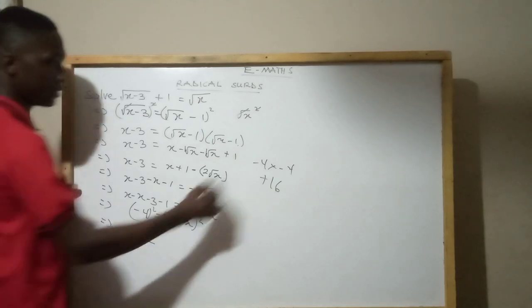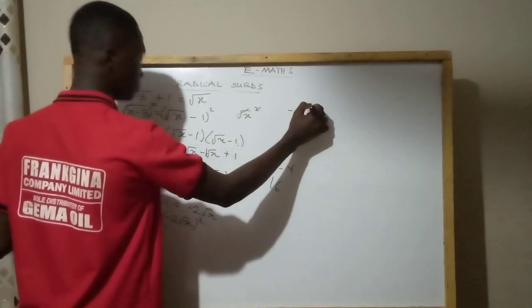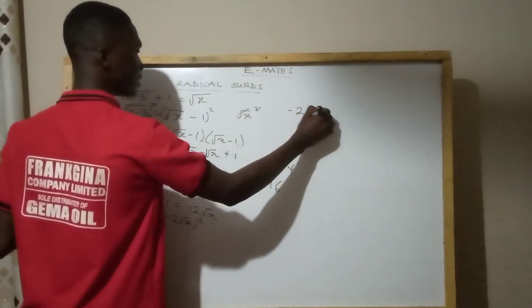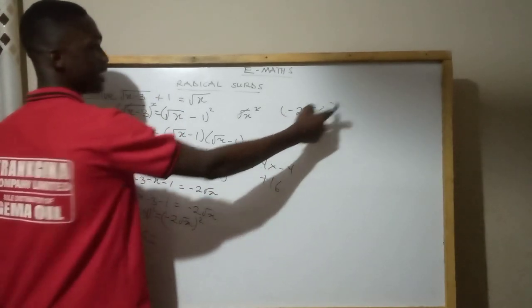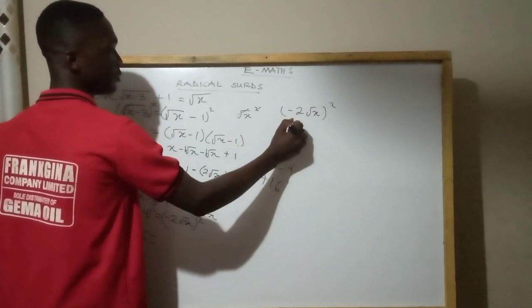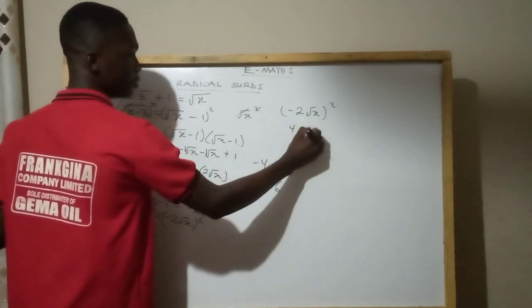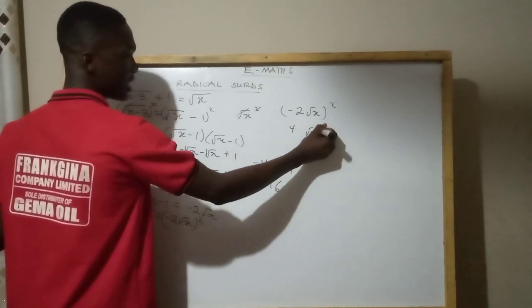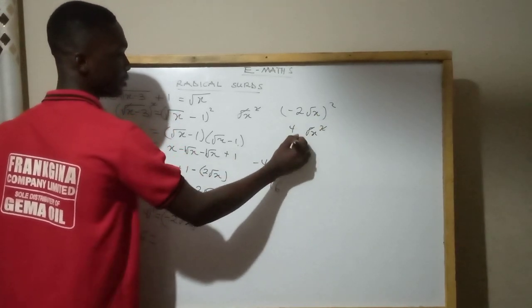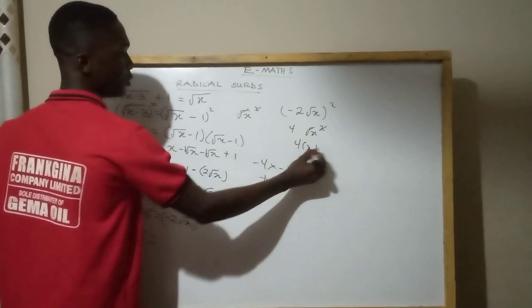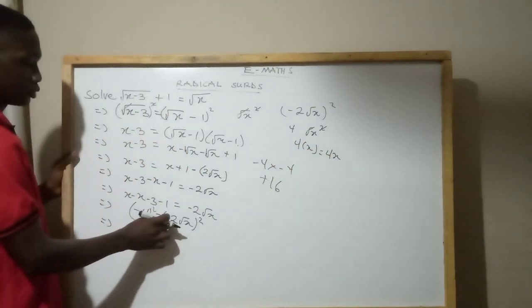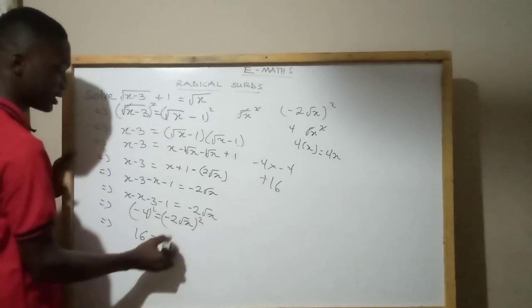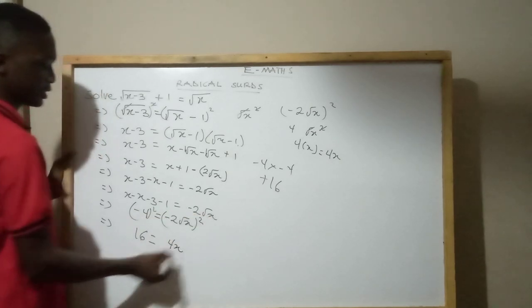So here you have negative 2 root x squared. So negative 2 squared times root x squared. Negative 2 squared, you get 4. Then root x squared, the square cancels the square root, leaving us with x. So you get 4 times x, which is equal to 4x. So negative 2 root x squared gives us 4x, like this.